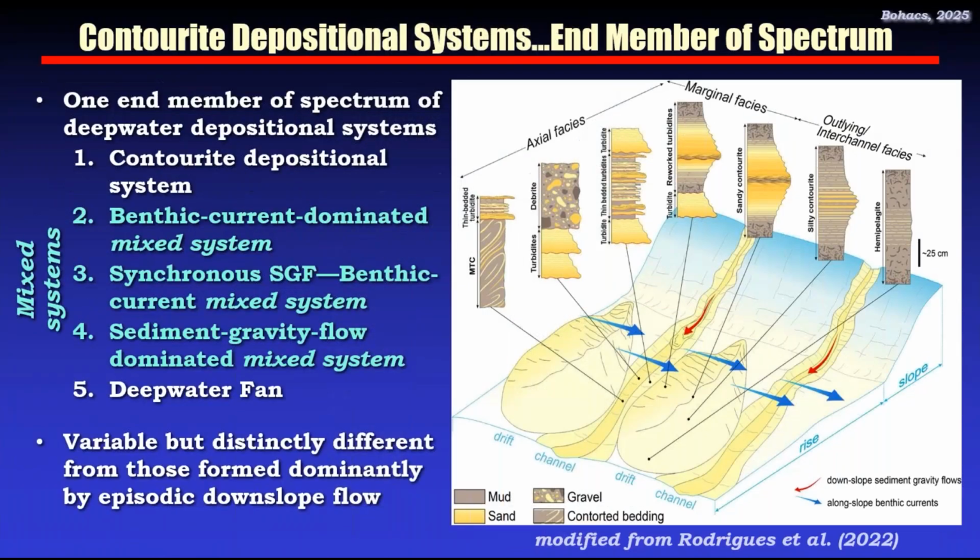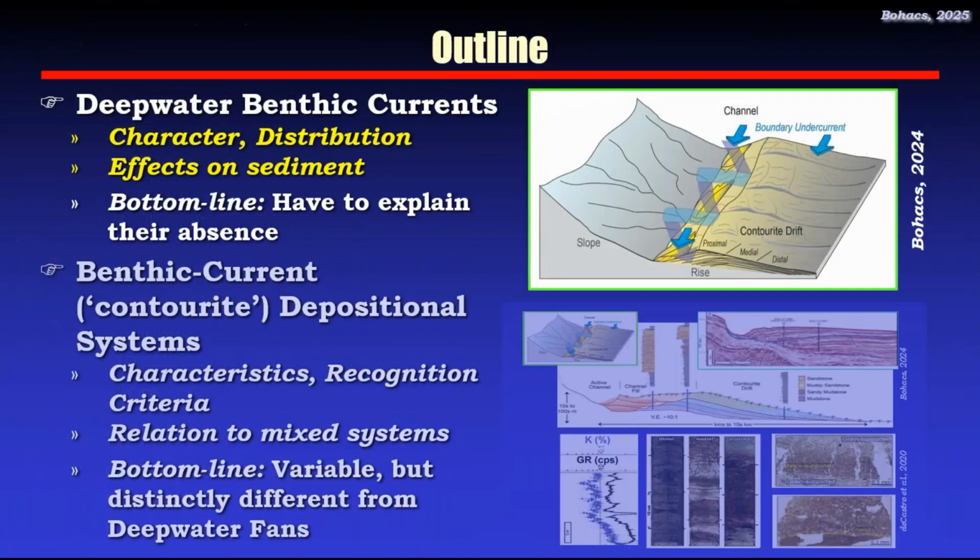Of course, Mother Nature doesn't always cooperate with our neat categories, but in general, we can consider conturite depositional systems and deep water fans as end members of a spectrum of mixed deep water systems, marked by various degrees and timings of interactions of along slope and downslope currents. Conturite depositional systems are themselves variable to some degree, but distinct from those systems formed by episodic downslope flow. Those distinct differences arise from the characteristics of deepwater benthic currents, which we will now discuss for a moment.